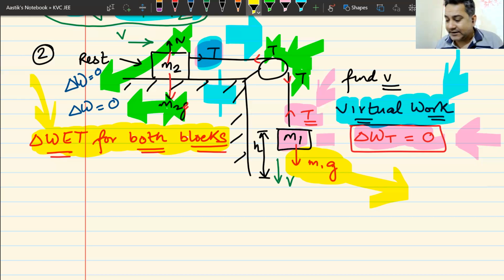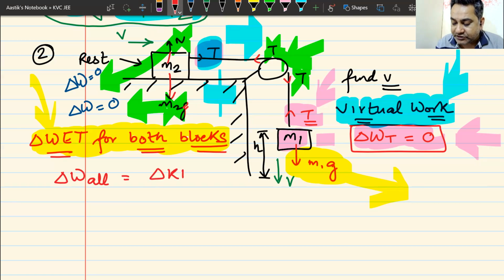Now, if I apply it for the entire system, and that is what I wanted to tell you in the first case, that was the reason this question was given. How do I apply the work energy theorem for an entire system? Previously, we have done it for one block. For one block, if I write the work energy theorem, it will be work done by all forces equal to change in kinetic energy.